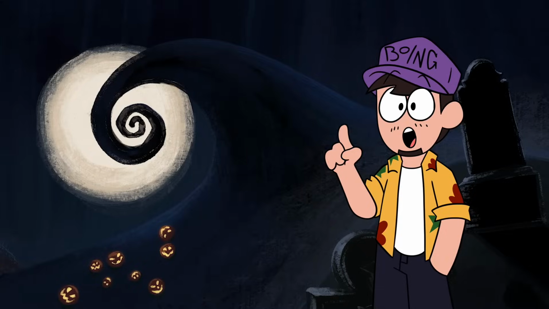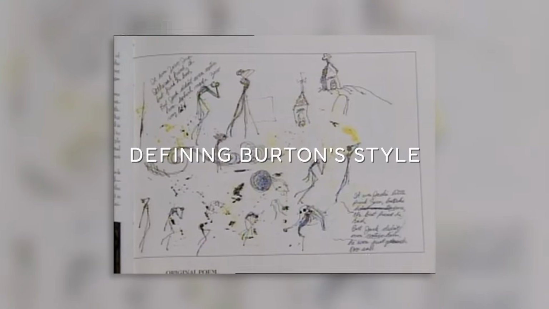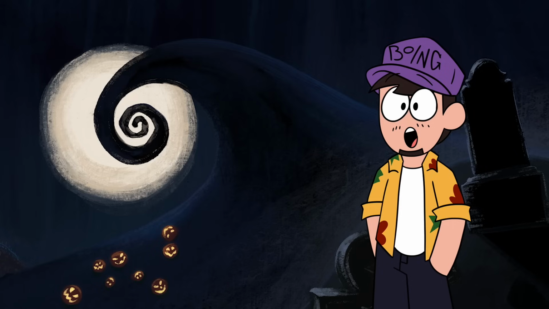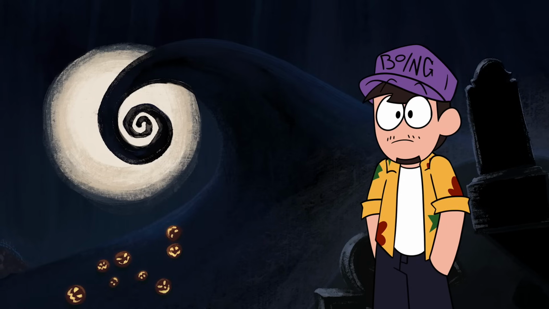As we mentioned in episode 1, Nightmare began as a poem and series of sketches created by Burton while he was working at Disney. And although he didn't direct the final film, its look totally embodies his art style, developed over the preceding decade as an animator and draftsman.